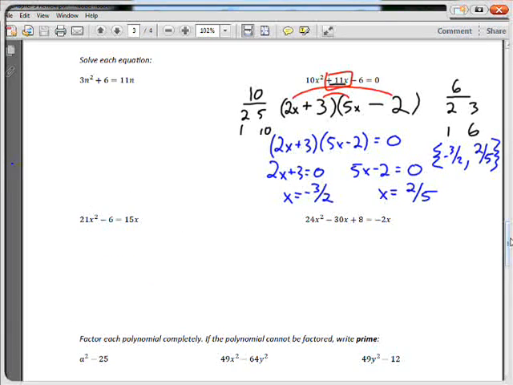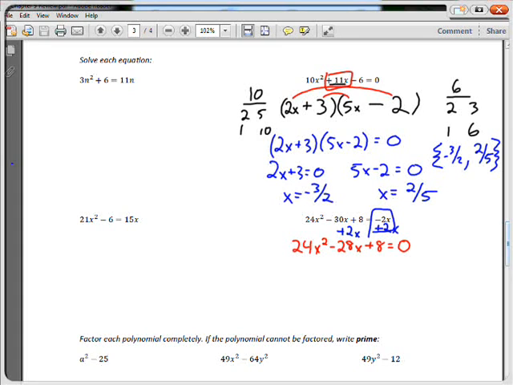And on the last one, I need to get 0 on this side. In order to get 0 on that side, I have to add 2x to both sides. When I add 2x to both sides, I'm going to be left with 24x squared minus 28x plus 8 equals 0.